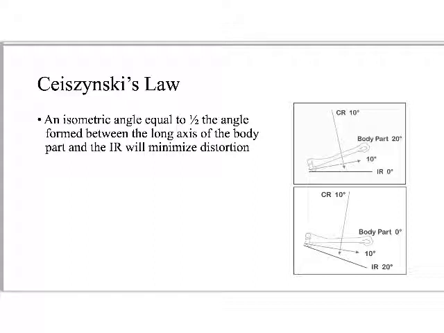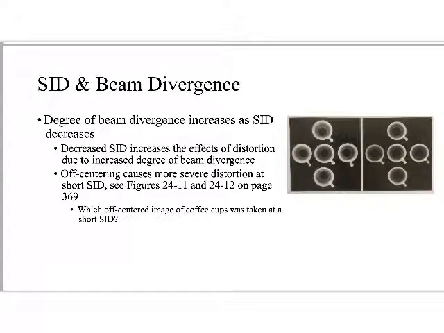So if the IR is angled 20 degrees, split the difference, 10 degrees, period, right? That's all Ceiszynski's law is saying. Don't make it more complicated than that. And in your practice, just start noticing that. Oh, looks like there's a little angle there. I'm going to split the difference and see what happens with my pictures. Just do it on a few patients and see what happens. You'll be pleasantly surprised that this significantly minimizes distortion. Your patients and your doctors will thank you.